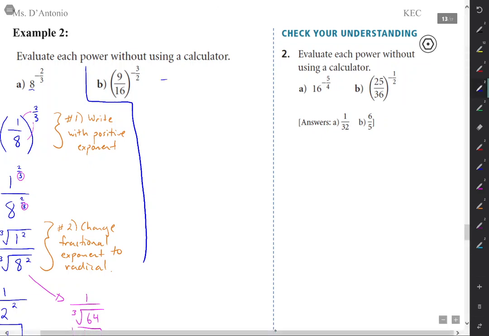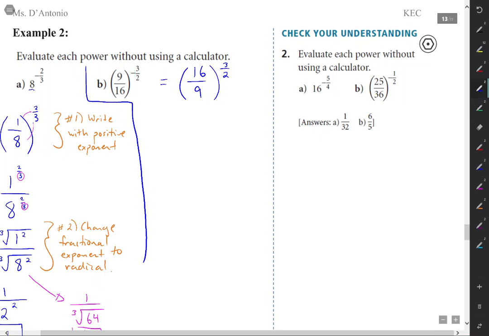So the first thing we're going to do is write it with a positive exponent, and in order to do that, we need to take the reciprocal. So we're going to have 16 over 9 to the power of 3 over 2. So we take the reciprocal of only the base, only this part. We do not take the reciprocal of the exponent. That is a very, very common mistake with this. The only thing that changes with the exponent is that negative sign disappears.